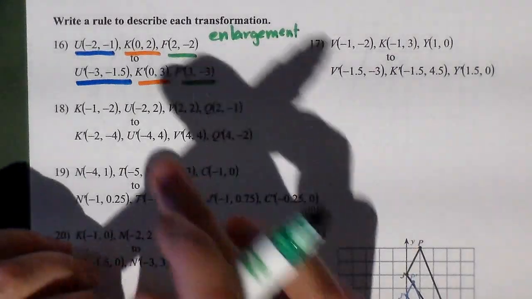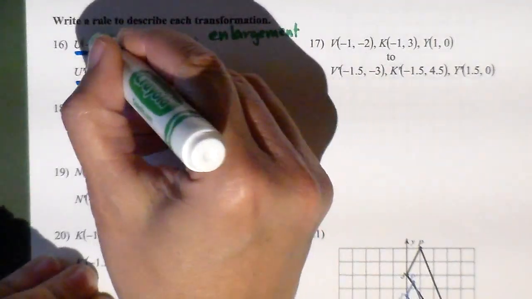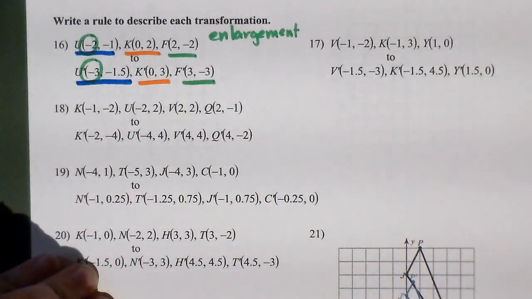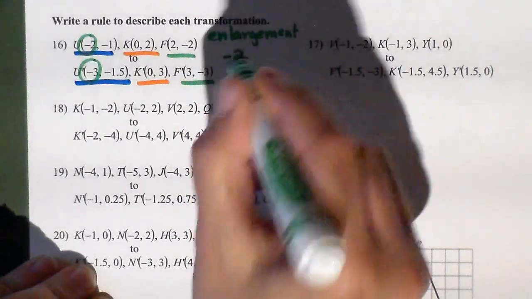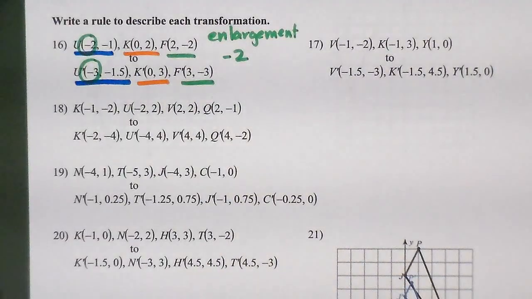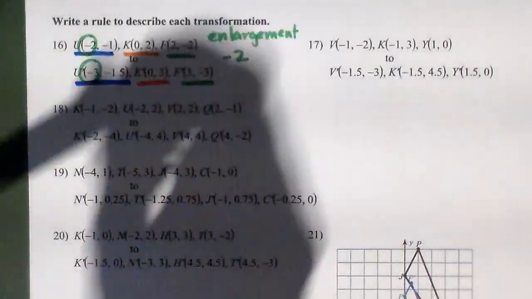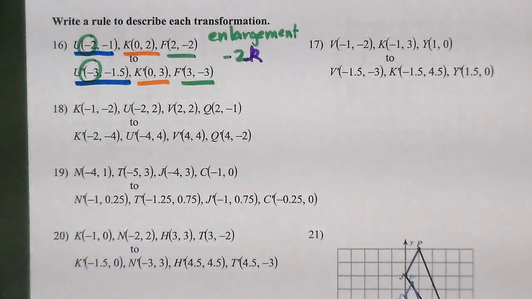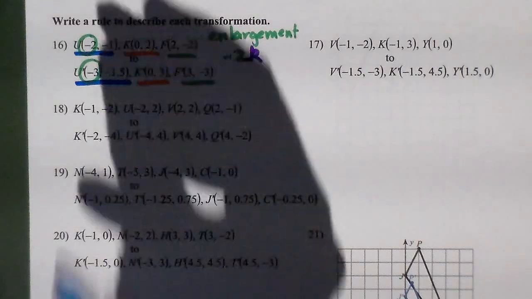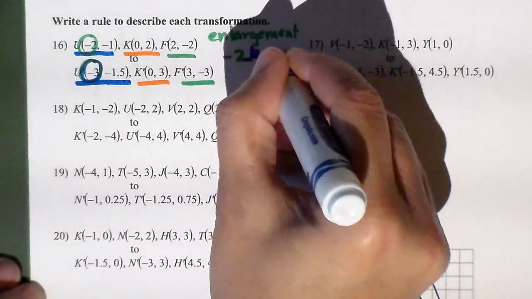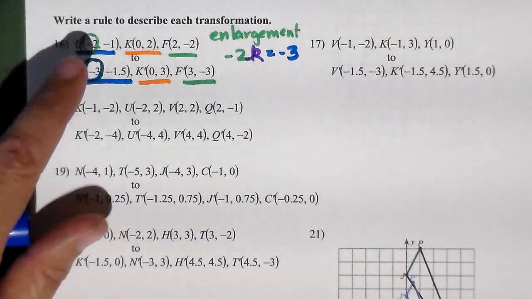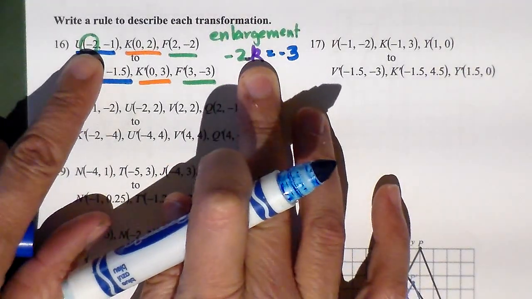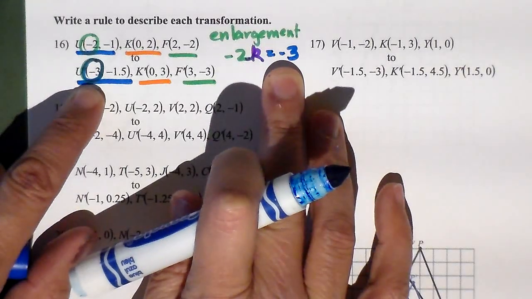How do I figure out what we did? Well, let's just take U. Let's just take one here. I went from -2 to -3. So I took -2, and I multiplied it by some scale factor, I don't know what, some K, and I ended up getting -3. I took the original, multiplied it by some scale factor, we don't know it, and got -3.